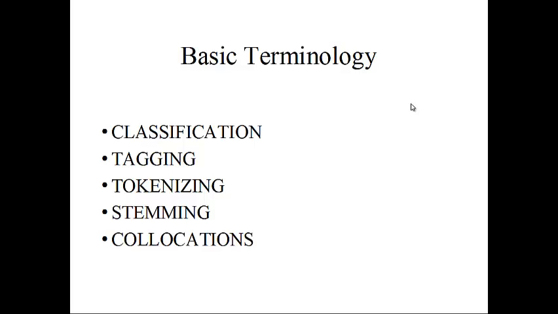Next we go to tagging. Tagging is the process of attaching part of speech, tense, related terms or other properties to tokens of text. And then we have tokenizing. Tokenizing is the process of breaking text into defined segments. Now, tokenizing can be used to tokenize words, punctuations, alphabets, or any other parts of speech.